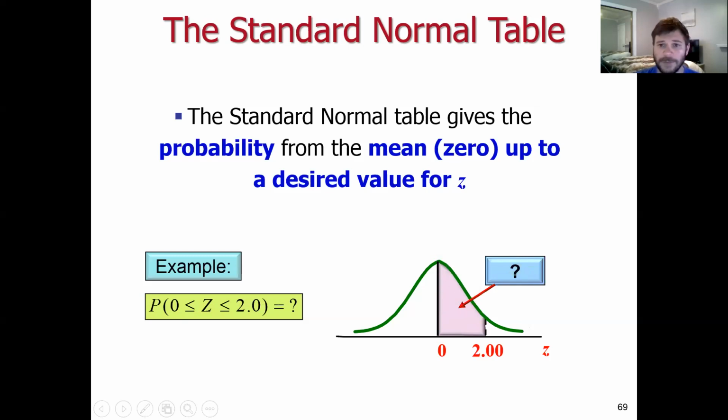between 0 and 2. Okay, so let me go ahead and show you a small example of generally how to use the table, and then I'll show you the full one-sided table in just a moment, and we will do several examples.